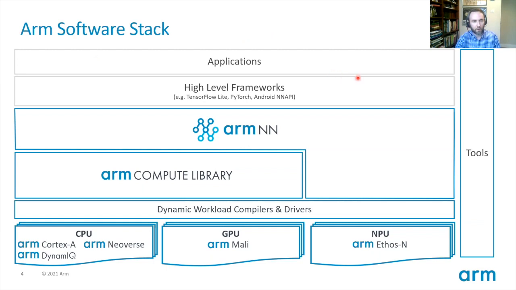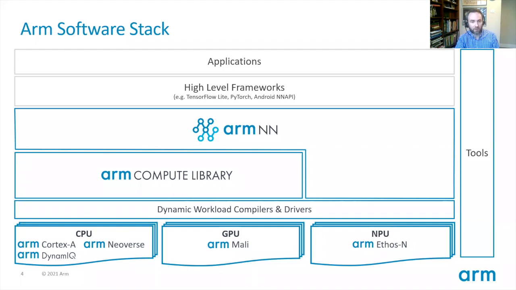Now, if you want to do neural network processing, you will most likely have a runtime component from one of the frameworks, be it TensorFlow Lite, PyTorch, or if you're an Android user, you'll be using Android NN API. Underneath that then is where we introduce the ARM software stack. And the first part of that is ArmNN. Now, ArmNN is an inference engine for CPU, GPU, and NPU. And essentially, it bridges the gap between existing neural network frameworks and the underlying IP.